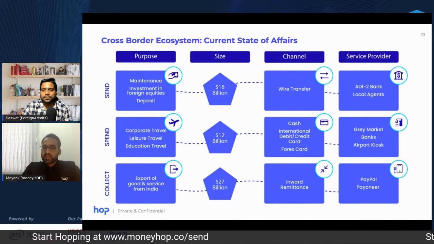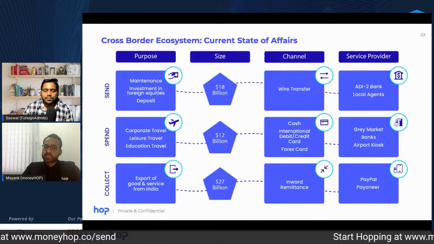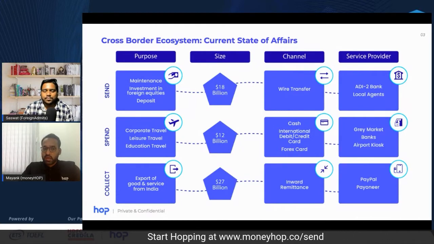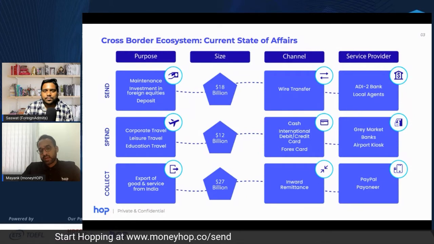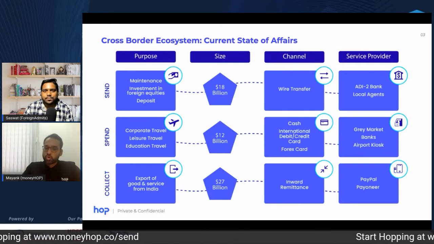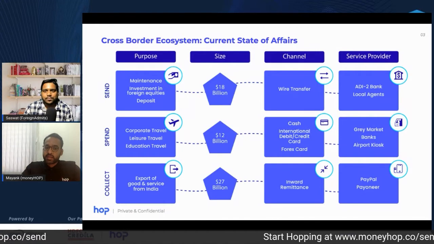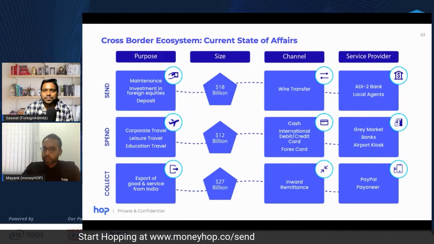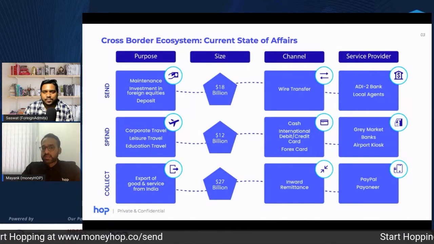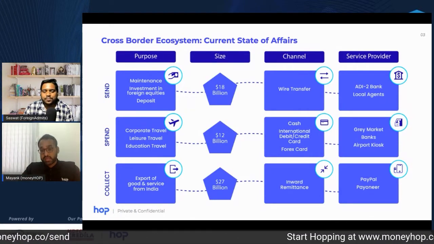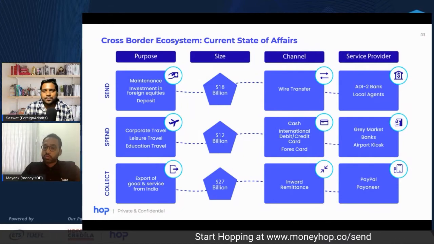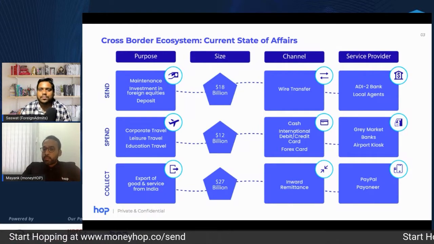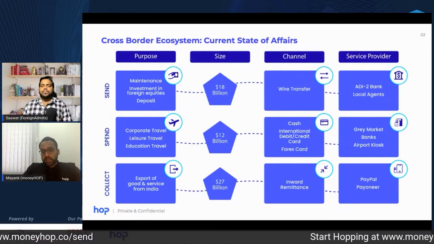Now, the different category is spend, which is either corporate travel, leisure travel, or education travel. When you're traveling abroad, you exchange the currency from INR to pound to euro to GBP, and then you take it either as cash, a debit card, or a Forex card, and you use these mechanisms to spend for your travel abroad. This market is about $12 billion, quite decent numbers, and there are banks who provide these Forex cards. There are several grey market providers who give you cash. There are also airport kiosks where you can pick up some currencies.